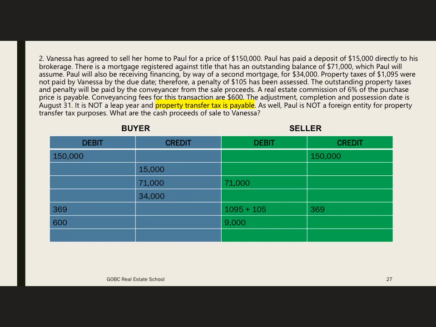And then the last thing that we deal with is the property transfer tax. It says it's payable. So we need to calculate the PTT for the buyer, debit that to the buyer, and it does not show up for the seller. So $1,500 is our 1%, right? Because we're in the first tier, the first 200,000. So 1% of $150,000 is $1,500. And it does say that Paul is not a foreign entity for property transfer tax purposes, so we don't have to worry about the foreign buyer's additional amount.